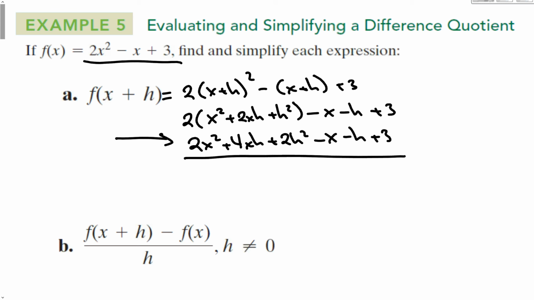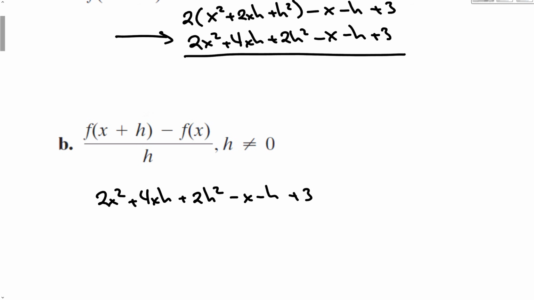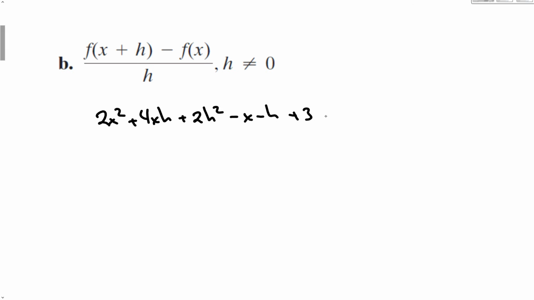Then I'm going to take this whole expression and subtract the original function and divide it by h. So we have 2x squared plus 4xh plus 2h squared minus x minus h plus 3, which was just this one right here. Did I get it right? Yeah, I think so. Now we're going to take that minus the original function. The original function was 2x squared minus x plus 3. Because I'm subtracting the whole original function, I need to include these two parentheses.